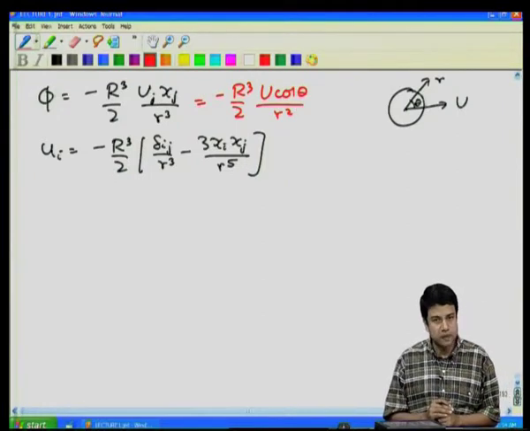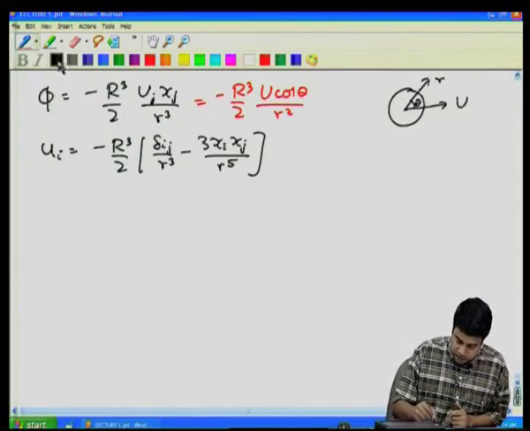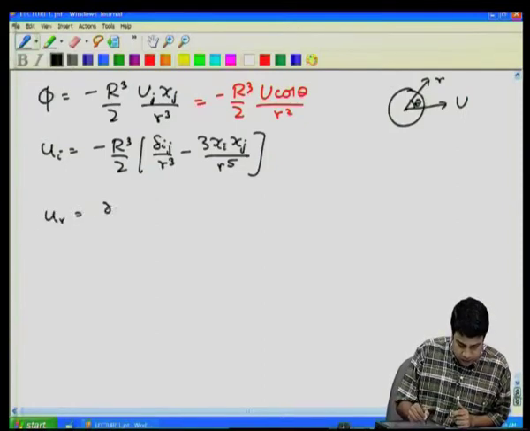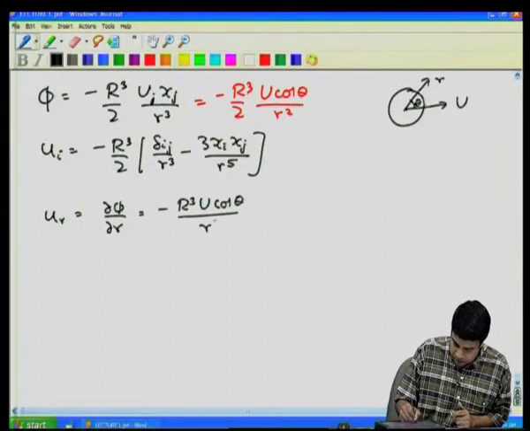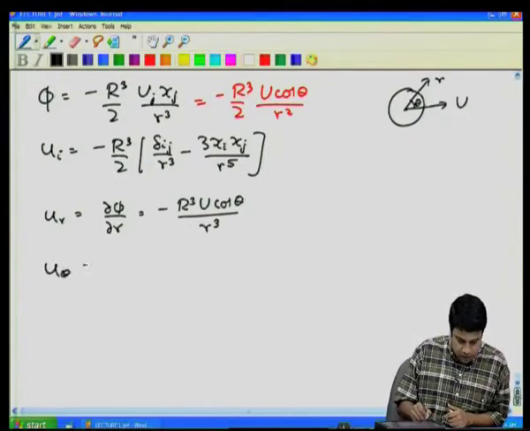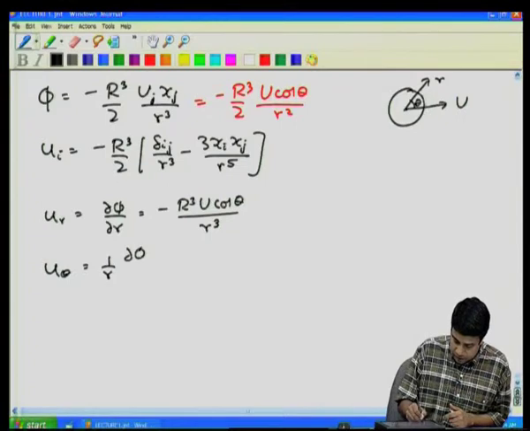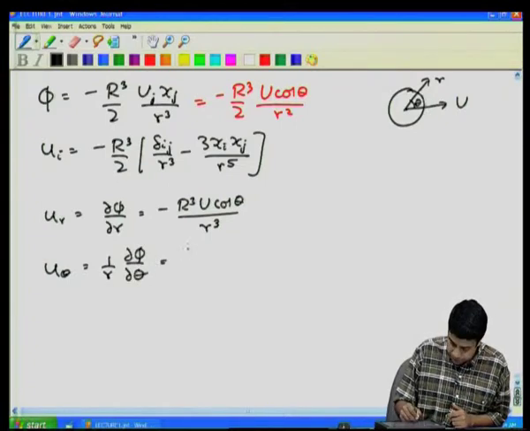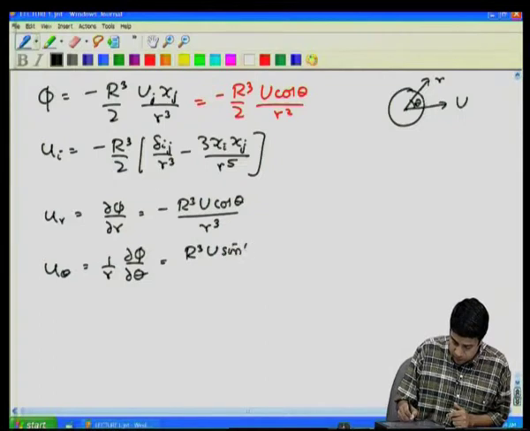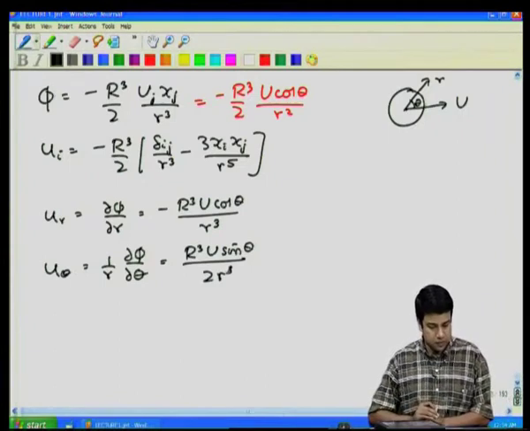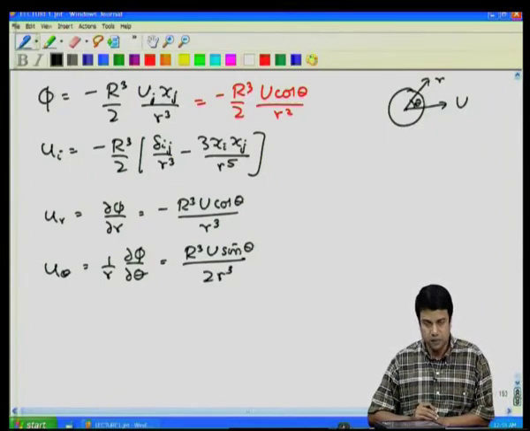And from this I can get the derivatives, the velocities in the r and theta directions. u_r is equal to partial phi by partial r, which will be equal to minus R cubed U cos theta by r cubed. And u_theta is equal to 1 by r partial phi by partial theta, which is equal to the corresponding expression by 2 r cubed. So these are the two components of the velocity profile, u_r and u_theta, for this particular case.